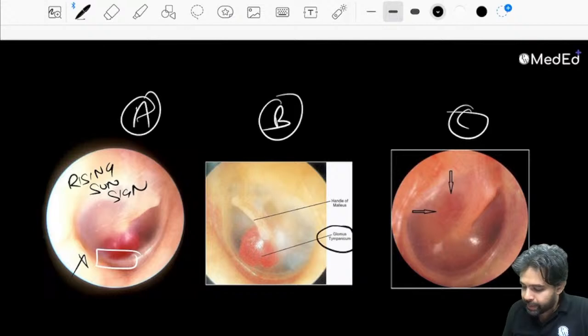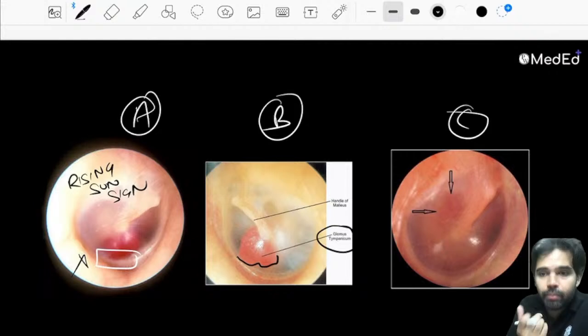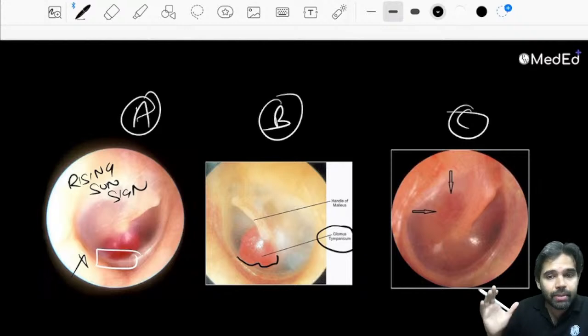Here you can see glomus tympanicum is written because you can see the inferior border. If you can see the inferior border, it is not coming from the jugular floor. This is a very important minute detail which can confuse you, because glomus jugulare is coming from the jugular fossa, jugular bulb, but glomus tympanicum is coming from the nerve plexus on the promontory. It is not coming from the jugular area.